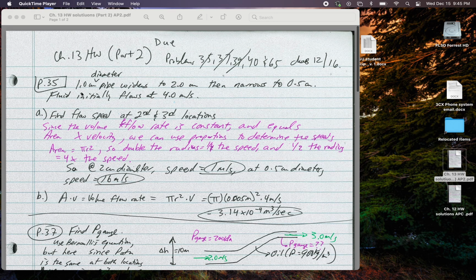So problem 35 had a 1 centimeter diameter pipe widened to 2 centimeters, then it narrows to 0.5 centimeters. The liquid was flowing through the first segment at a speed of 4 meters per second, with a speed in the second and third segments.